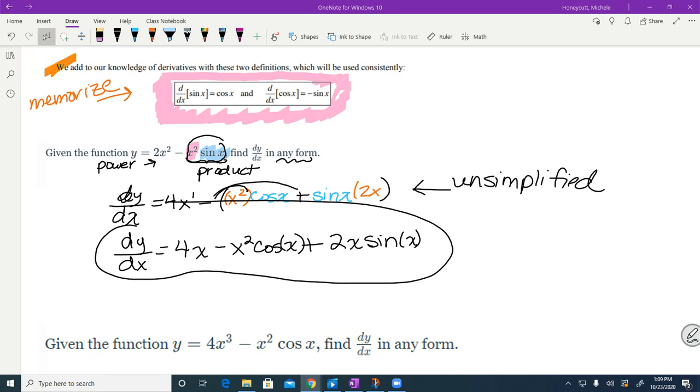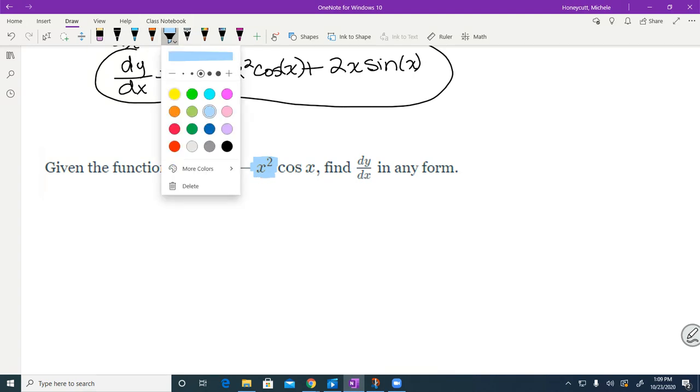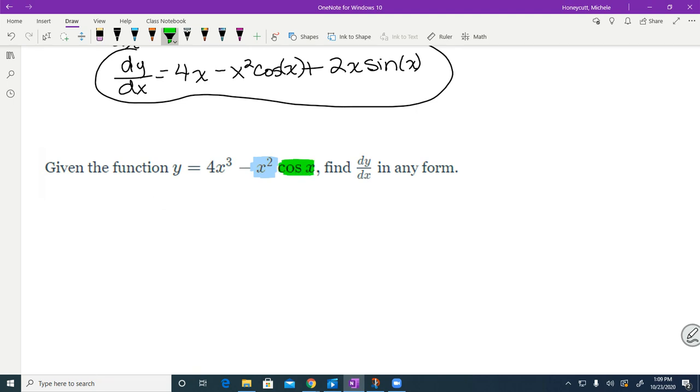All right, and then let's do one more of those. So given the function, oh, and sorry, these two are not in your notes packet. Given the function y equals 4x cubed minus x squared times cosine of x, find the derivative in any form. So I'm scanning this function again and I'm looking for products, and I see right here x squared is being multiplied by cosine. So those are the two products, but then 4x cubed is just a term on its own, and I can apply the power rule to 4x cubed.